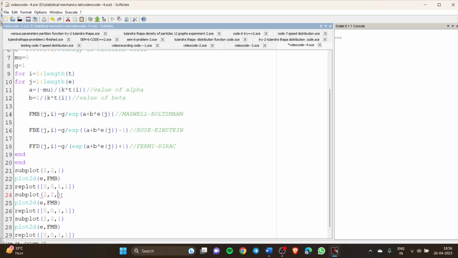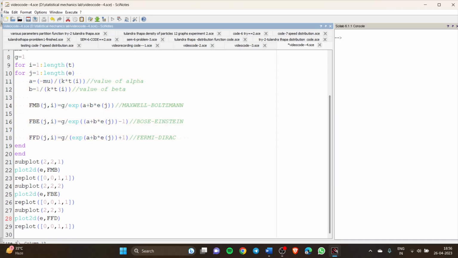So first we have to change this term and this term. This shows the position in the matrix. So here it is 1, here it is 2, then 3, then 4. Now we have to do it for Bose-Einstein, so BE, and here we have to do it for Fermi Dirac. Now see to it that for Fermi Dirac, the replot has to go from the axis, the origin has to be from -1 to 0, because in Fermi Dirac we have the graph on the other side of the axis also, right?